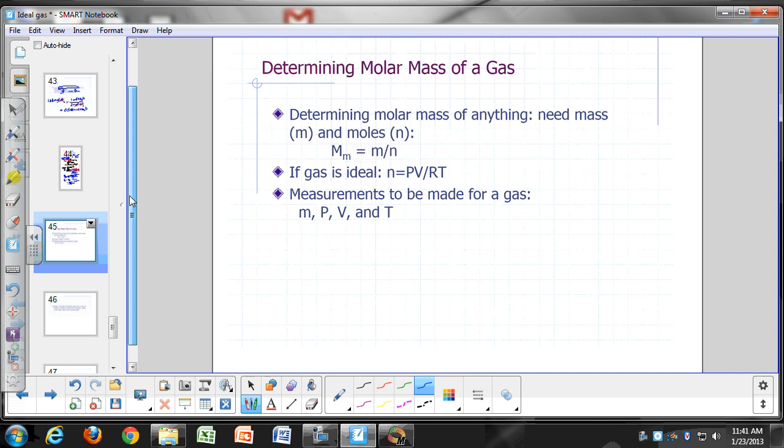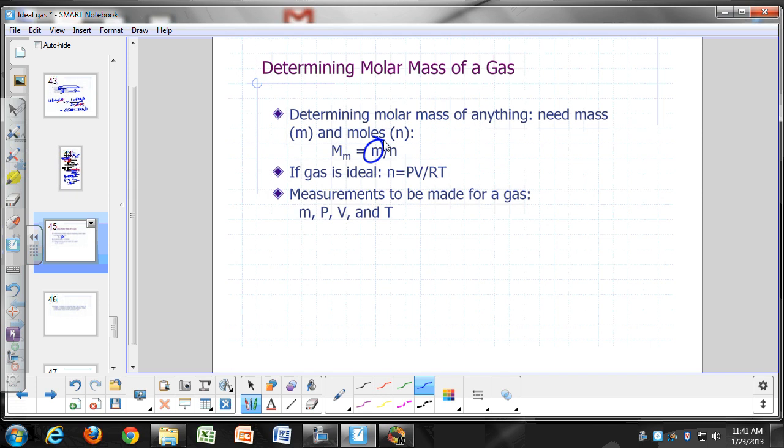Now, one application of the ideal gas law is the determination of the molar mass of a gas. To determine the molar mass of anything, it doesn't have to be a gas, it can be a liquid or a solid. All you really need to do experimentally is find a way to find the number of moles and divide the mass by the number of moles. Mass is easy to do, right? Just put it on the balance in the lab, you get the mass.